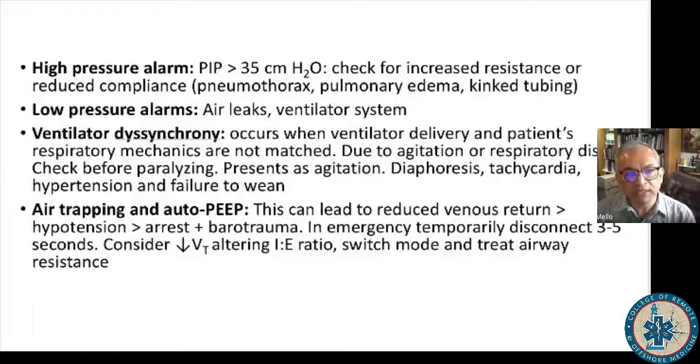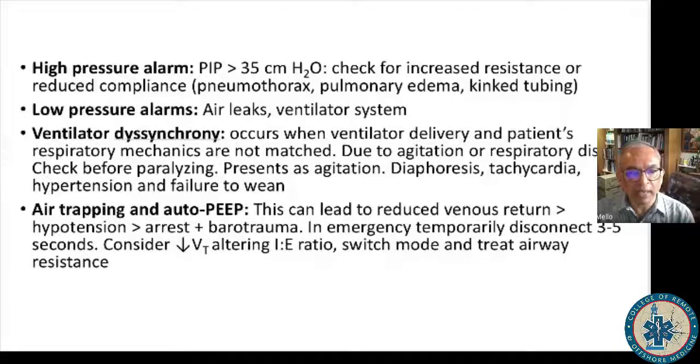Ventilator dysynchrony occurs when the ventilation and the patient's respiratory mechanics are not matched. This can be due to the patient being agitated or in respiratory distress, and this must be first checked out before paralyzing the patient, because paralyzing the patient synchronizes the ventilation and the patient's respiratory mechanics. So it may be a presentation of a patient being agitated. So look for other surrogate signs of the patient being distressed, like diaphoresis, tachycardia, hypertension, and a failure to wean.